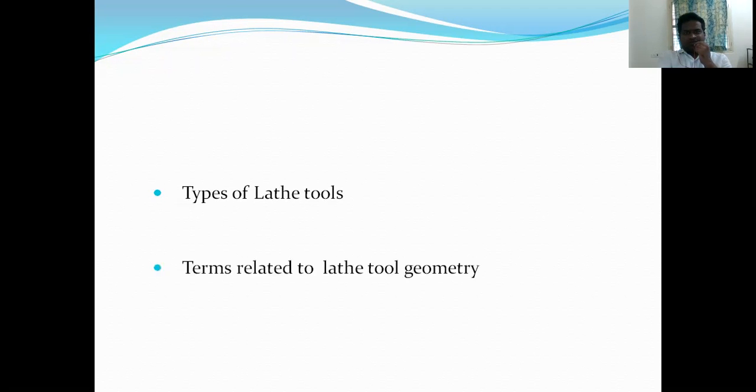Yesterday we learned various types of tool holders. Can we recall them? Single point tool holder, multiple tool holder, and another tool holder, right? So these are the types of tool holders we discussed in yesterday's class, and also we discussed some types of lathe tool connections.